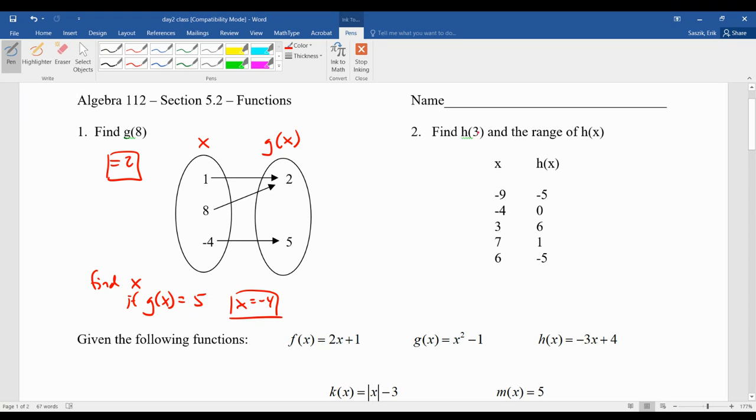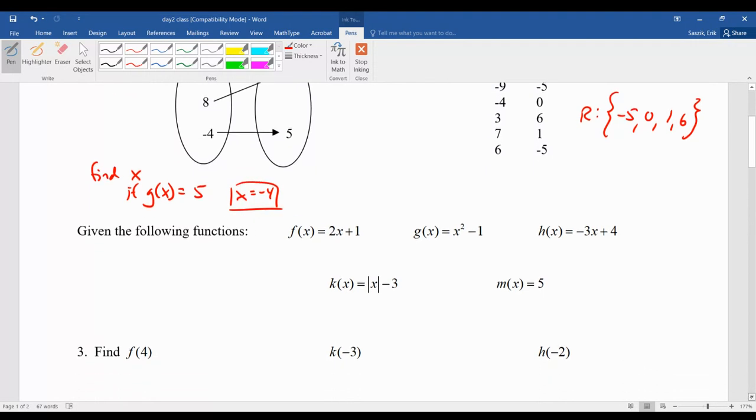H of 3, remember, this is the input. Don't look over here. So for h of 3, you find the 3, there it is. What does it go to? It goes to 6. So h of 3 is 6. The range of h of x, remember, range is the y values, this column over here. But you always list this from smallest to biggest, and you don't list the repeats more than once. Just list them one time. So that's our range.